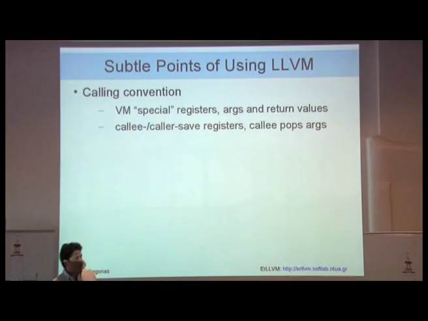There were some subtle points on using LLVM. We had to write a new calling convention module because LLVM was unaware of our calling convention, what are the special registers of the VM, like the heap pointer and the stack pointer and all these things. We have callee and caller save registers in this calling convention, and the callee is the one that pops the arguments. The same thing had to happen, by the way, for the Haskell guys that were translated to LLVM. They had to also add a new calling convention.